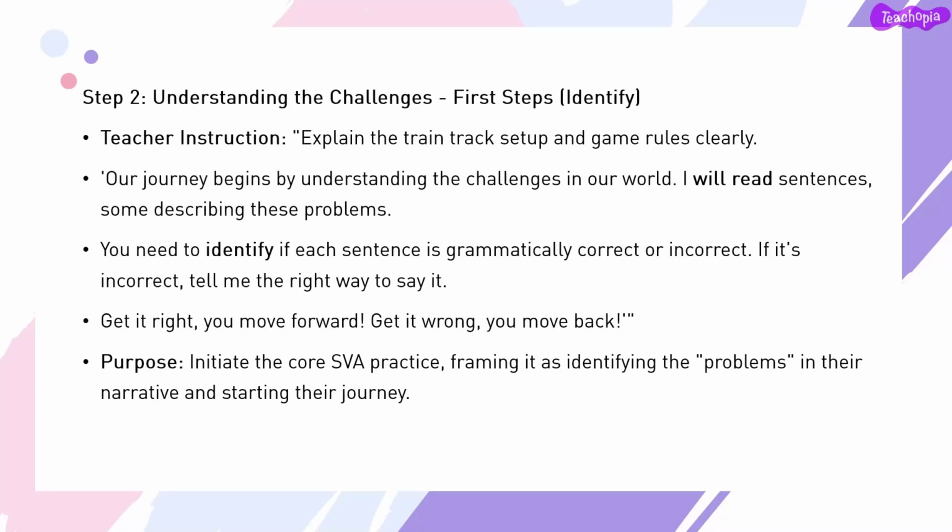Explain the train track setup and game rules clearly. Our journey begins by understanding the challenges in our world. I will read sentences, some describing these problems. You need to identify if these sentences are grammatically correct or incorrect. If it is incorrect, tell me the right way to say it. Tell the learners, get it right, you move forward. Get it wrong, you move back. Here, the purpose is to initiate the core SVA practice, framing it as identifying the problems in their narrative and starting their journey.